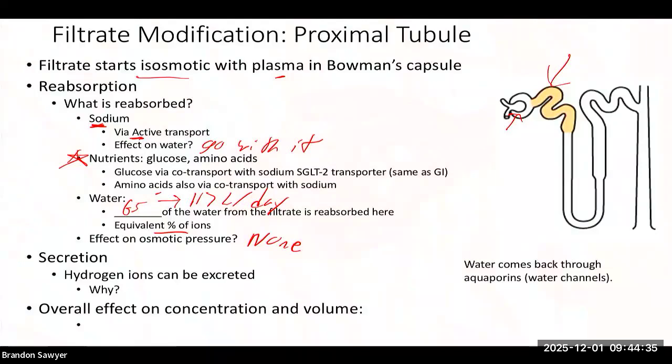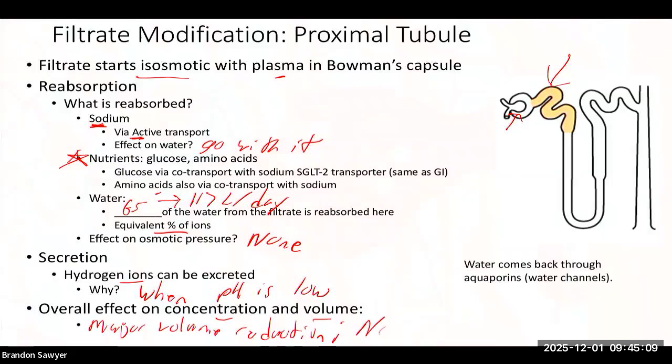Okay, so that's the reabsorption piece here. The secretion part, we can get rid of some hydrogen ions here if we need to. When pH is low is when we'd want to do this. We'd want to secrete some hydrogen ions to help us balance pH. So our overall effect on concentration and volume: we have a major volume reduction, it's at 65%, but no concentration change.